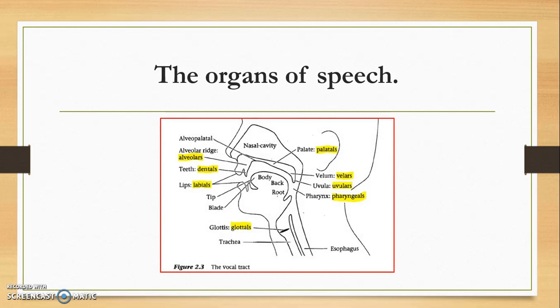The organs of speech, as we can observe on this image, we have all the aspects of the organs of speech, like the palatal, the nasal cavity, the alveolar ridge, teeth, lips, etc. We can observe them here on this image, and now we're going to talk a little about them.